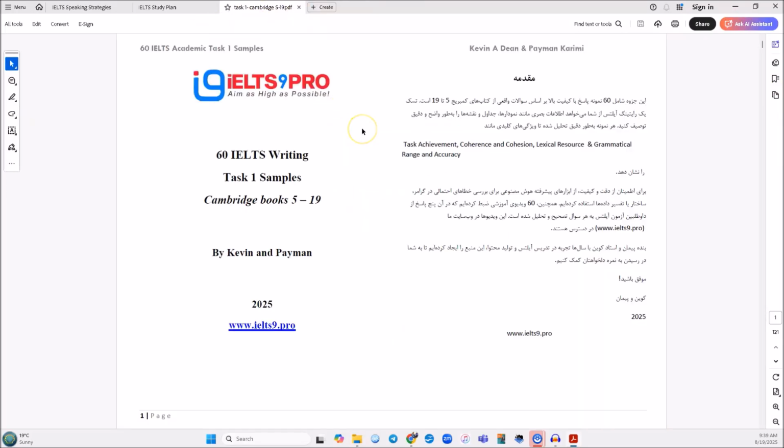And then for Writing Task 1 now. I was going to do every single Cambridge Academic Writing Task 1. I started this when Cambridge 19 came out, so this is earlier at the start of the year.